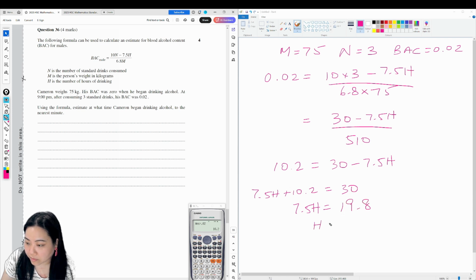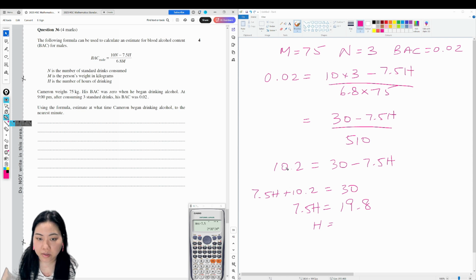19.8. And then divide by 7.5 on both sides. Let me just check I did that right. 30 minus 10.2, 19.8, yep. Divided by 7.5. Cameron has been drinking for 2 hours, 38 minutes and 24 seconds.